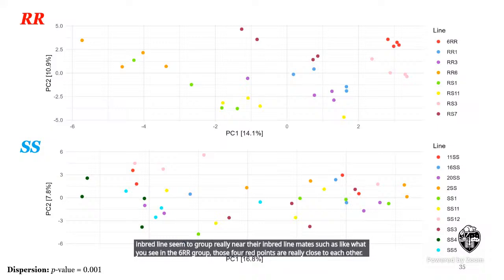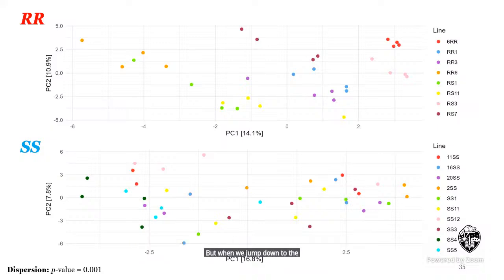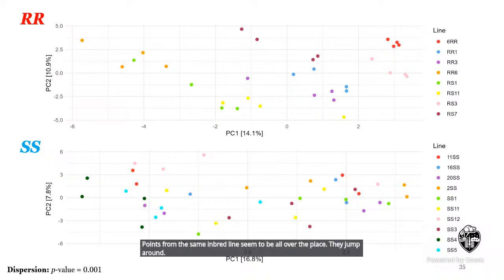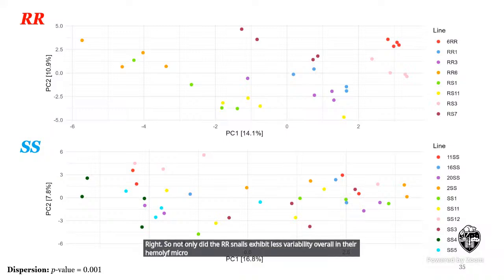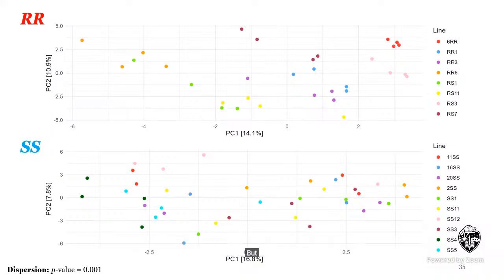But when we jump down to the SS PCA, we don't see that same pattern repeating. The points from the same inbred line seem to be all over the place. They jump around, right? So not only did the RR snails exhibit less variability overall in their hemolymph microbiome compositions, but they're also more similar among their inbred line mates as well.